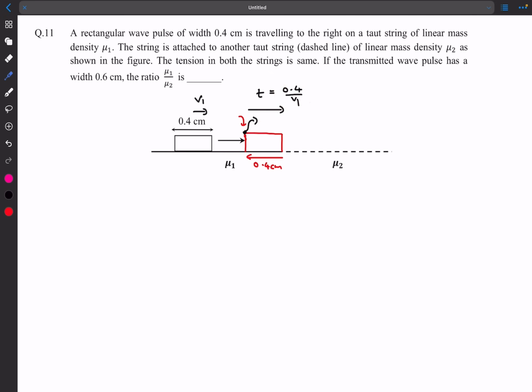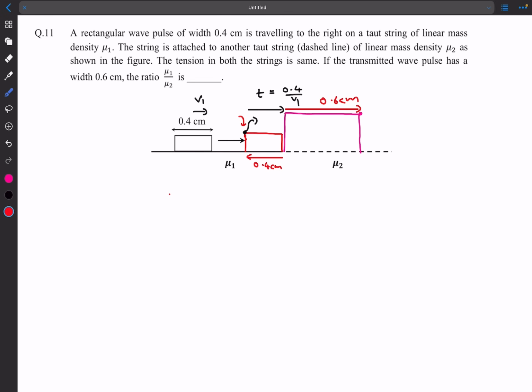But meanwhile, in this particular time, the disturbance of the front of the pulse has entered the second string already, and there it is traveling with a different speed, and in fact it is greater. So as the speed is greater in this particular medium, in this particular time of 0.4 by v1, it covers a larger distance. So the amplitudes are going to change a bit as well, but we only need a rough diagram. The front end of the wave covered a distance of 0.6 centimeters.